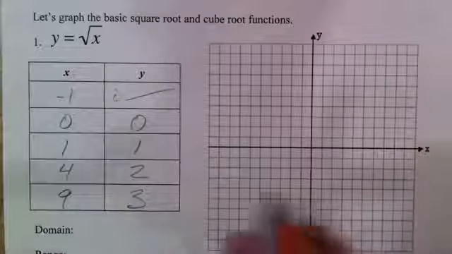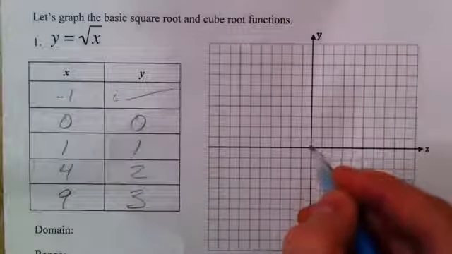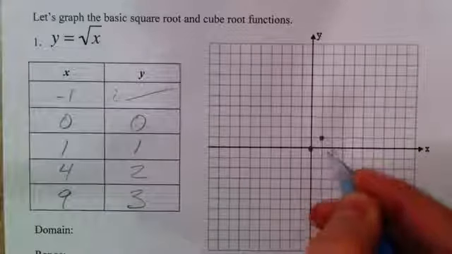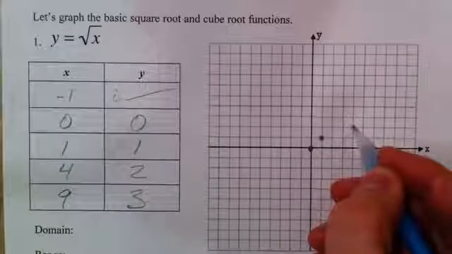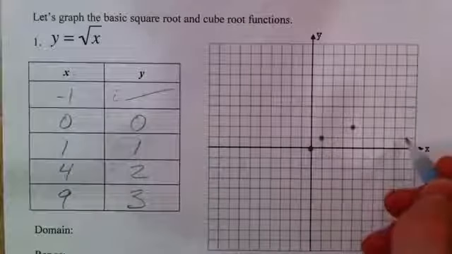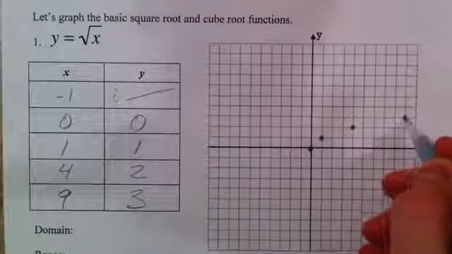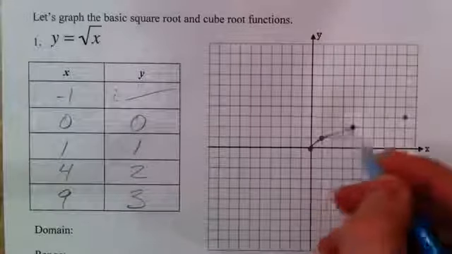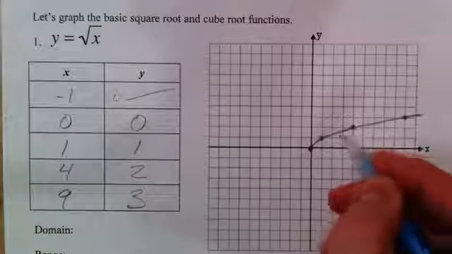And I pick 9 again because it's a perfect square, and the square root of 9 is 3. So then you can plot these points: 0, 0, 1, 1, 1, 2, 3, 4, up 2, and then over 9 and up 1, 2, 3. So this is our basic square root graph.